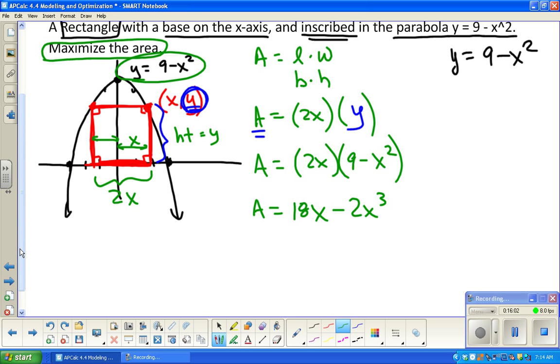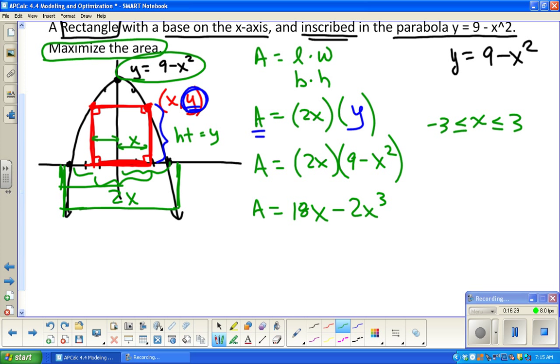If my rectangle was, let's say, wider, I'd have to go all the way to wherever the parabola was here, and I'm not really inside the parabola anymore. So my x values can't really be any wider than 3. Okay, so quick little note here. X has to be between -3 and 3.